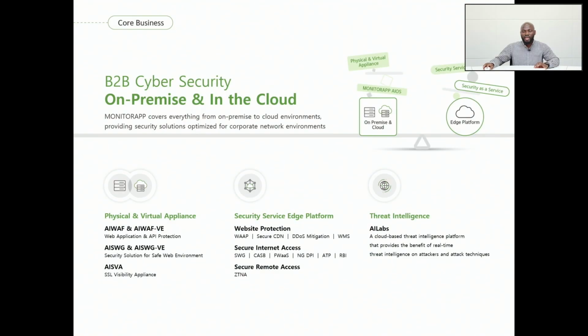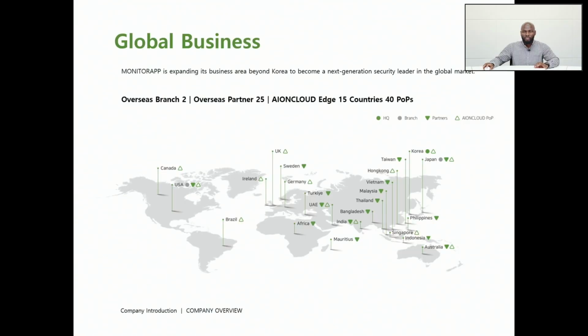We also have a CTI lab called the AI Labs, which is a machine learning-based cyber threat intelligence platform with real-time threat intelligence on attack vectors, IP reputation, URL reputation, and the likes. AI Lab is quite actionable and timely, such that it's being used by Google's own VirusTotal. Currently, we have 25 overseas partners, 40 points of presence across 15 different countries. Note that this is where we are at the moment, but we are rapidly expanding.